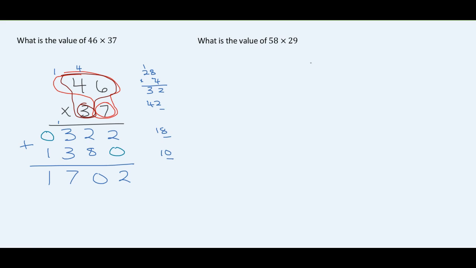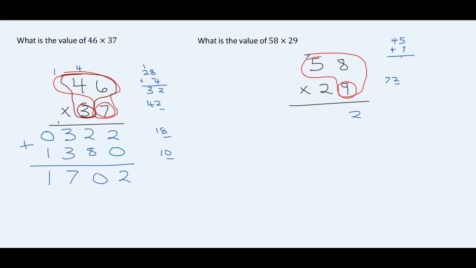Next question, we have 58 multiplied by 29. We're going to start from the bottom, the right hand side, and we're going to multiply 58 by 9. So we have 8 times 9 is 72. So we're going to write the 2, carry up the 7. 5 times 9 is 45. Now we're going to add 7 to 45.